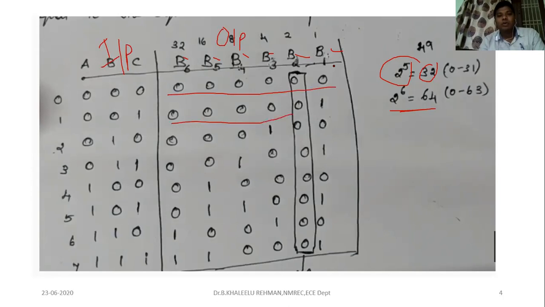This is 2 power 0, 2 power 1, 2 power 2. This is 4, 2 power 3, 2 power 4, 2 power 5. 32. These are all the bits: 32, 16, 8, 4, 2, 1. These are all the bits.